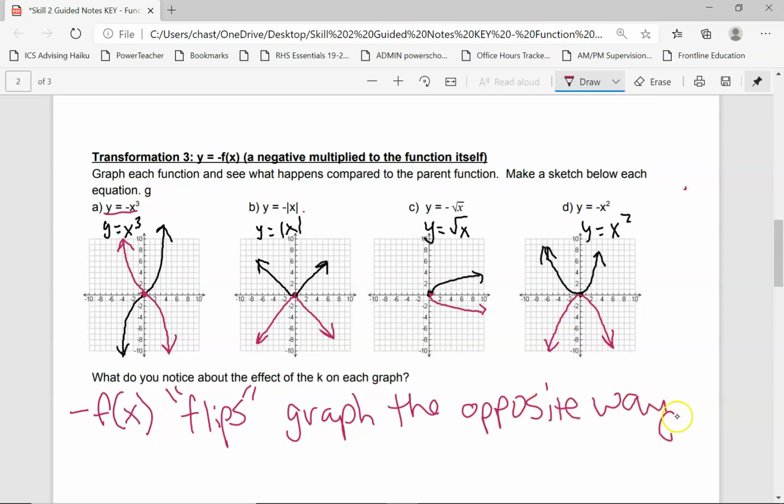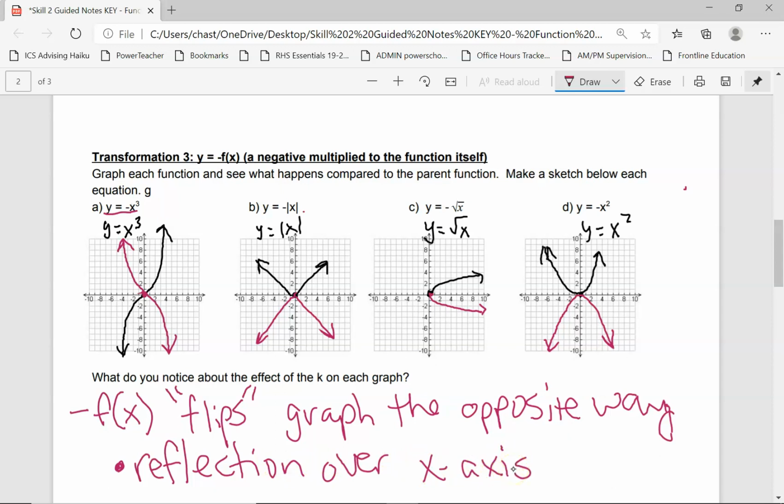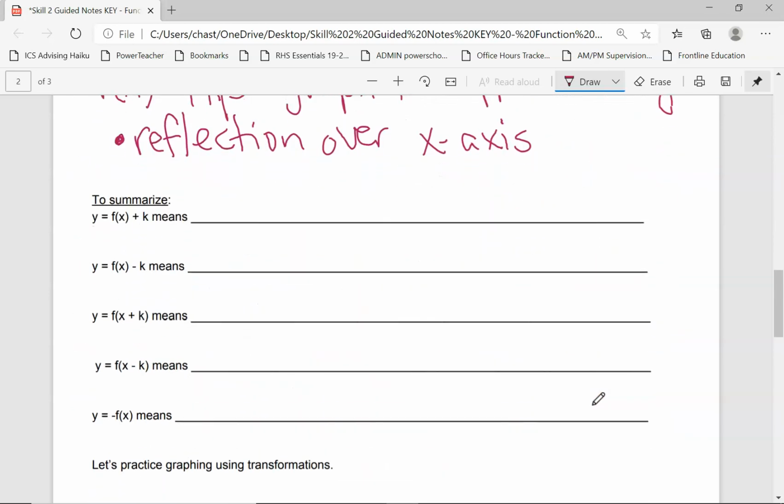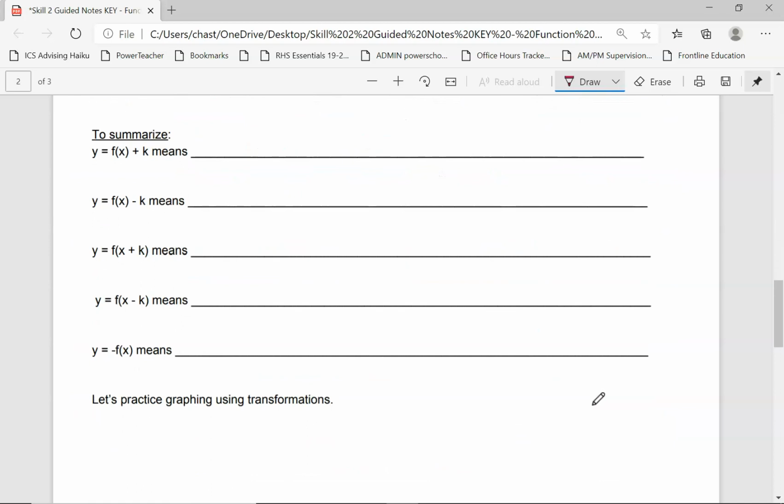But the technical definition, so that's kind of the way to think about it, but what you really want to say is that it is a reflection over the x-axis. So whenever you have a negative in the front of your function, you know that eventually you're going to have a graph that flips to the other side of the x-axis. So it's a reflection. Okay?